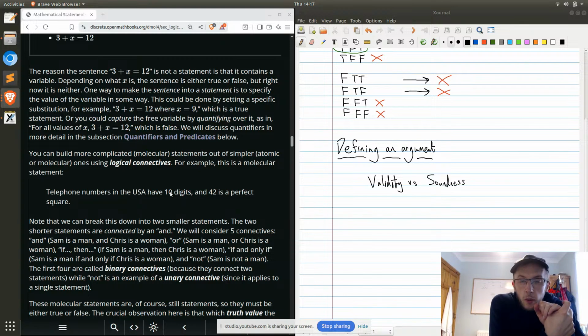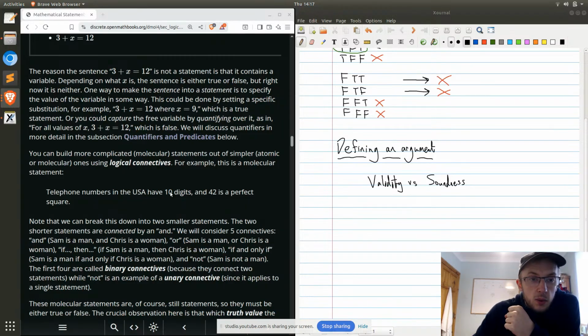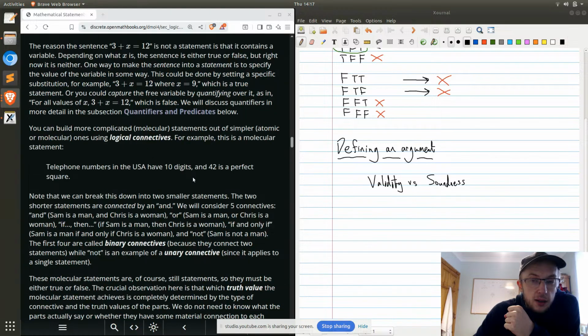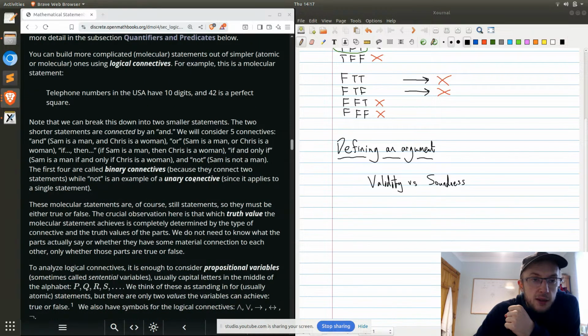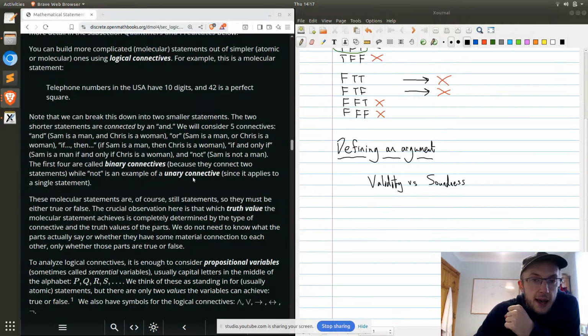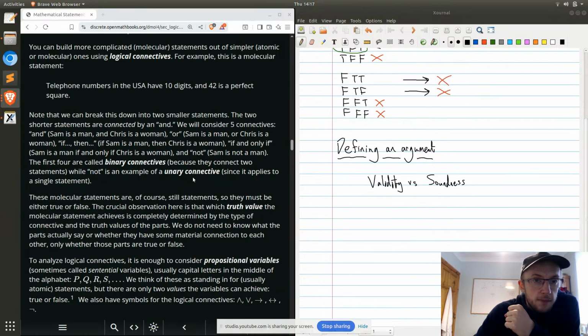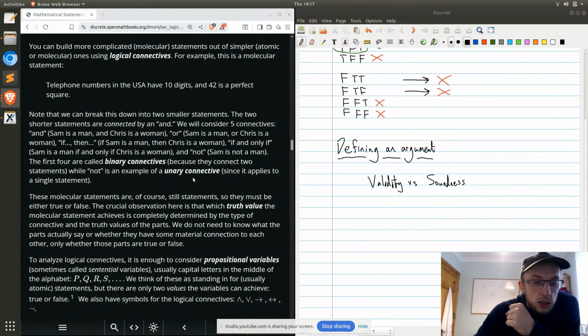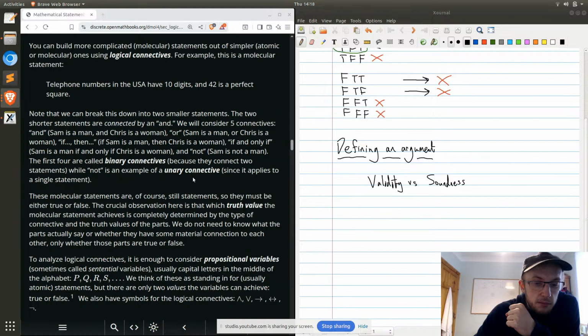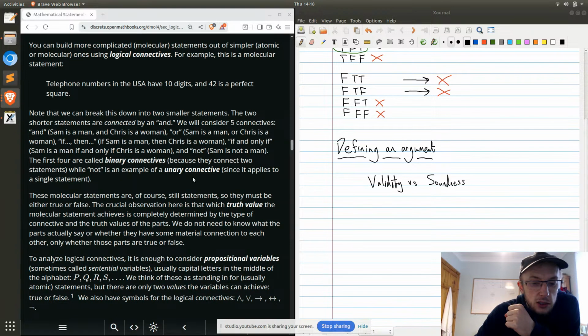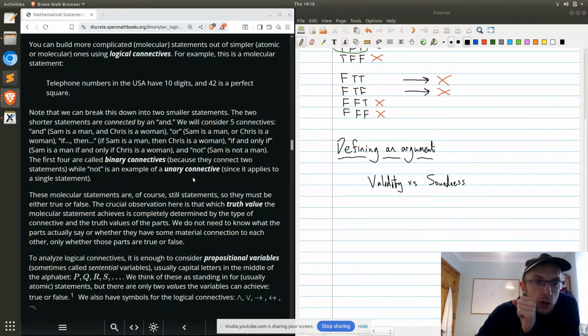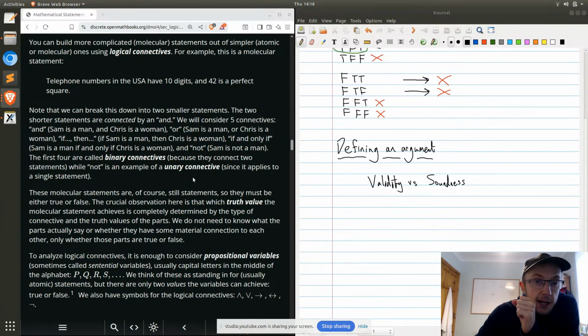You can build more complicated molecular statements out of simpler atomic or molecular ones using logical connectives. For example, this is a molecular statement: Telephone numbers in the USA have 10 digits, and 42 is a perfect square. It's a conjunction of two atomic statements from the list above, both of which are false. And a conjunction of two false atomic statements is itself false. Note that we can break this down into two smaller statements. The two shorter statements are connected by an and.